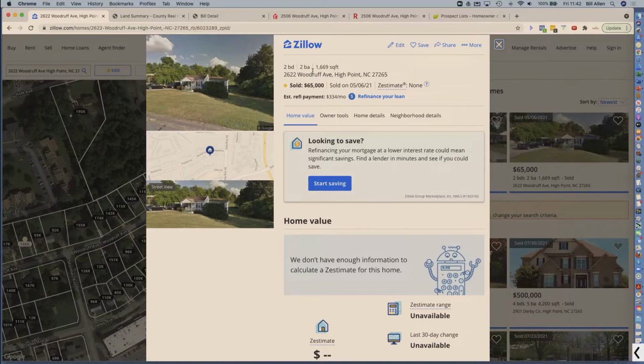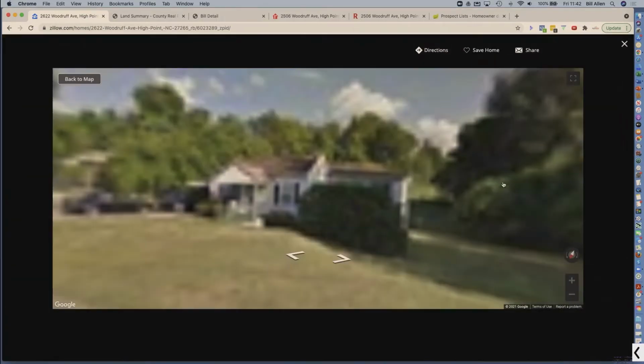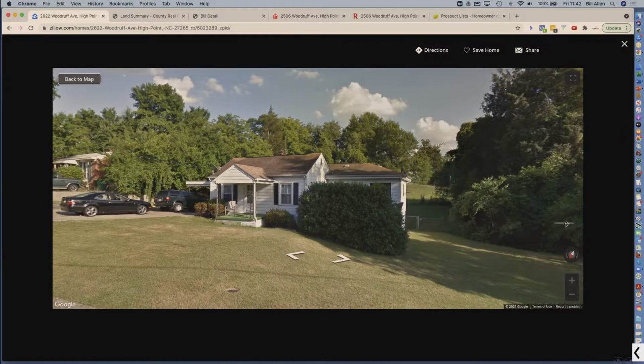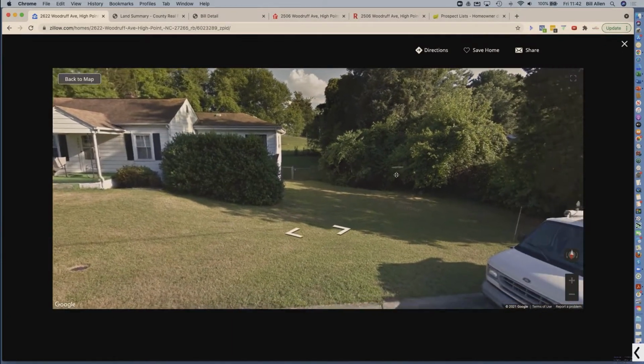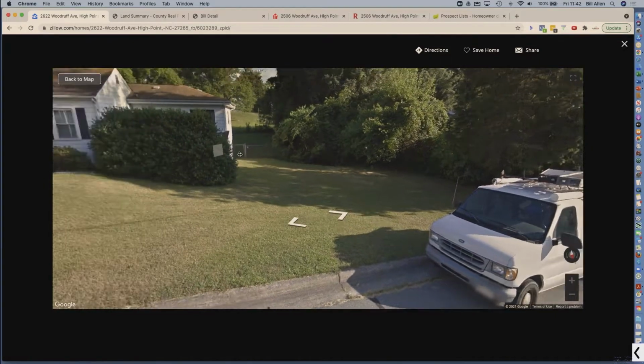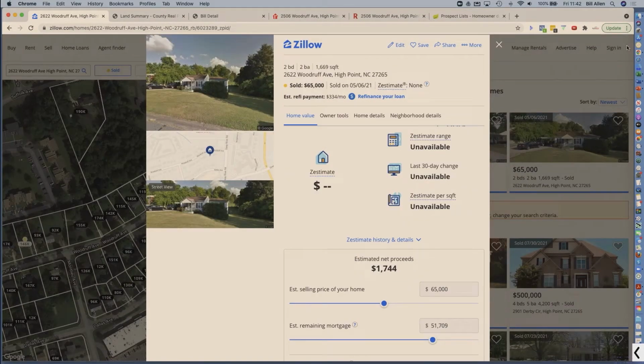So it's a 2-2 and it's bigger than ours, 1669. So our subject property, remember, is 3-2, 1,421 square feet. So let's look at this thing, see if it's got any photos. It's got a carport, slightly different. It looks a little bit different than ours. Maybe there's a basement. It's hard to tell. But it's pretty much right down the street. So 2622 and we're 2506.